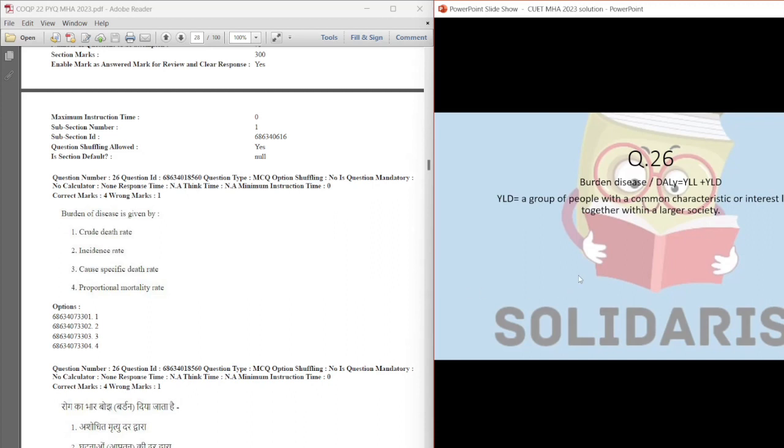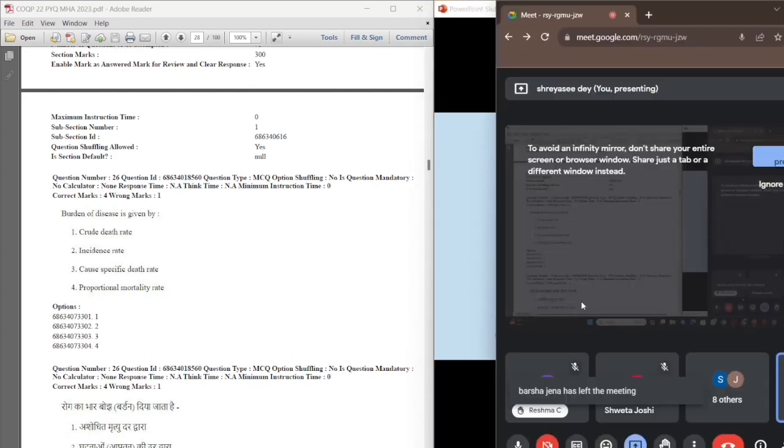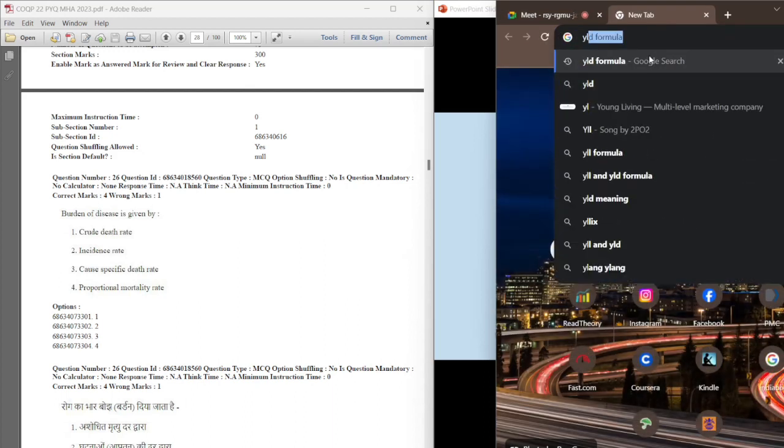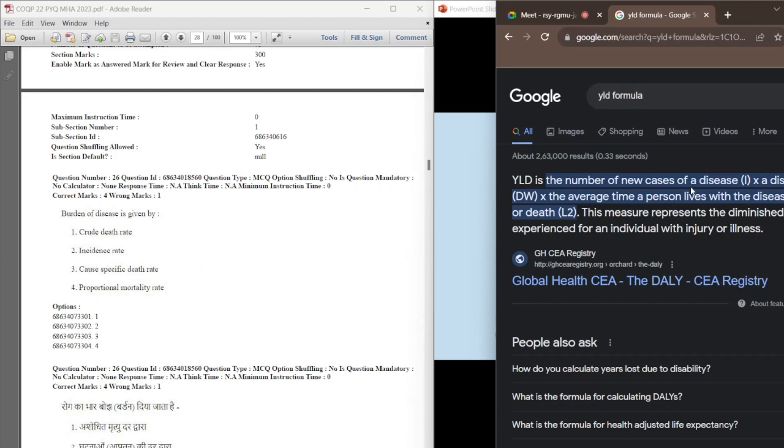But in this case, as we are solving it, we should know that YLD, years lost due to disability, has a formula. Let me show you. The formula uses the number of new cases, a disability weight, and the average time a person lives with the disease before death. So none of these options are there, right?